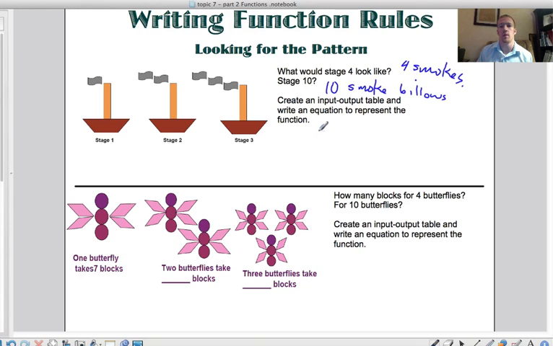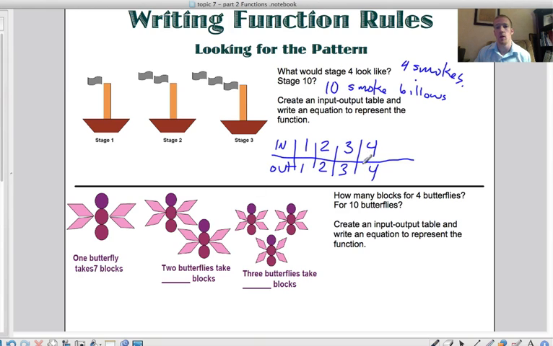Create an input-output table and write a function, or write an equation to represent the function. So our input would be 1, 2, 3, 4, and so on. And our output would be 1, 2, 3, 4. So that's a pretty easy function. Our outputs are y, or f of x, and our inputs would just be x. So the output is the same as the input. So f of x equals x, or y equals x. These are the same.